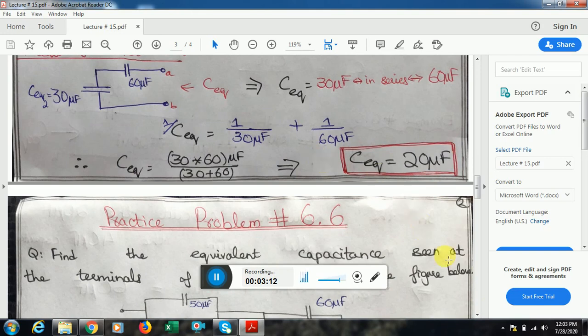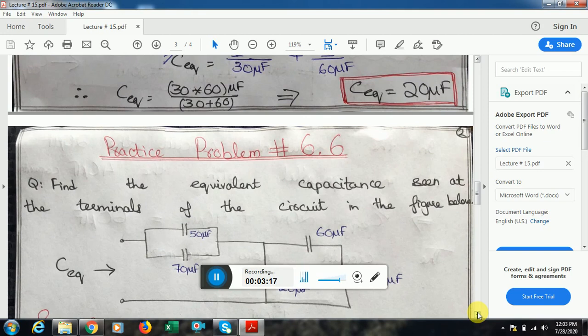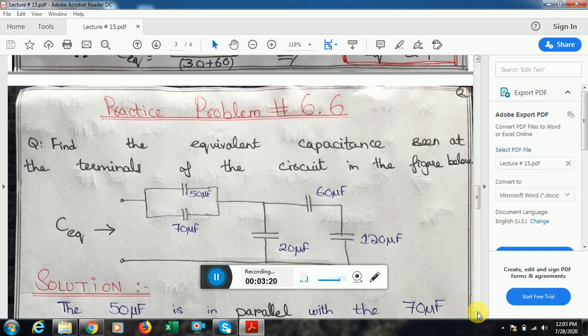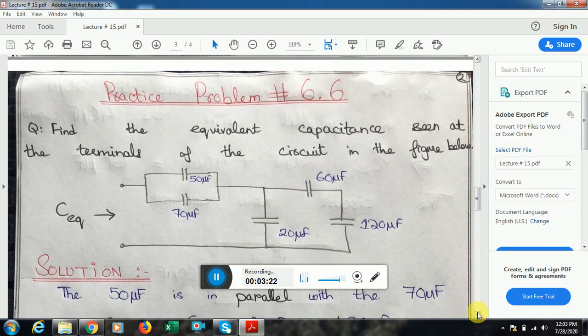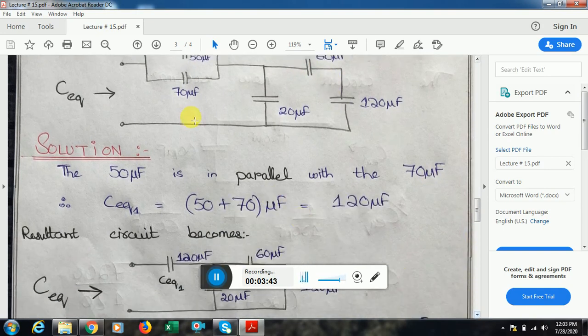This was simple mathematics. Each step was done for you. Now we move on to solving practice problem number 6.6, which is more or less relevant to example 6.6. We have to find the equivalent capacitance at these two terminals, and this is the network we are given. Looking at the circuit, you can see that these two are in parallel, and whenever capacitors are in parallel, you take the sum of the individual capacitors, and these two are in series. I'll solve them step by step. By taking the parallel equivalent of this 50 microfarad and 70 microfarad, I get 120 microfarad.